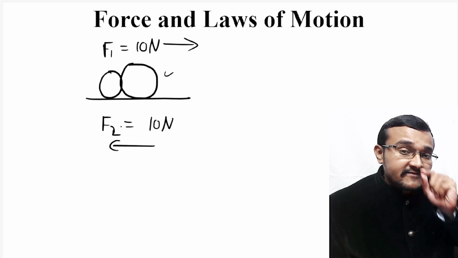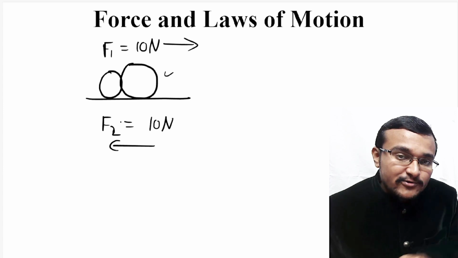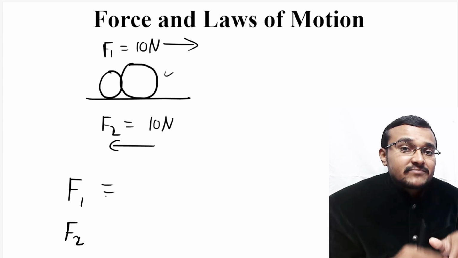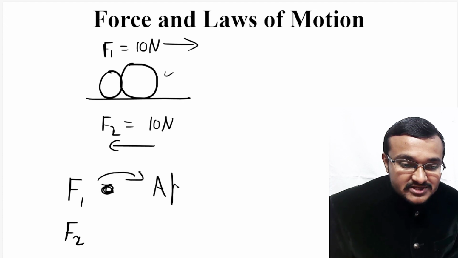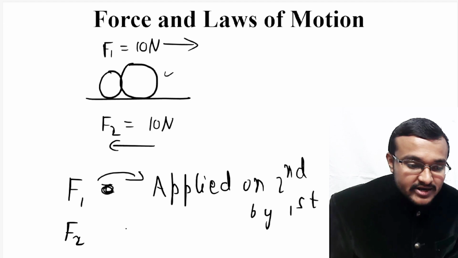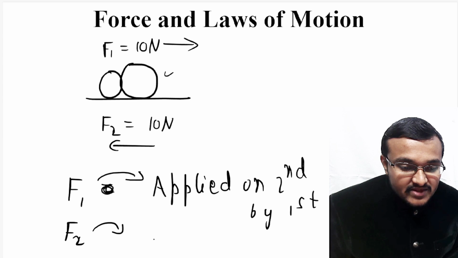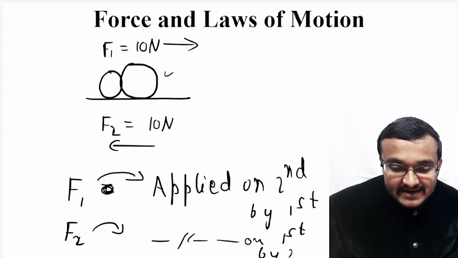So here the first force is acting on the second object and the second force is acting on the first object. You should remember there are two different forces. The first force, F1, is the force applied by the first object on the second object. So this force is applied on the second object by the first object. Now F2 is the force applied by the second object on the first object.